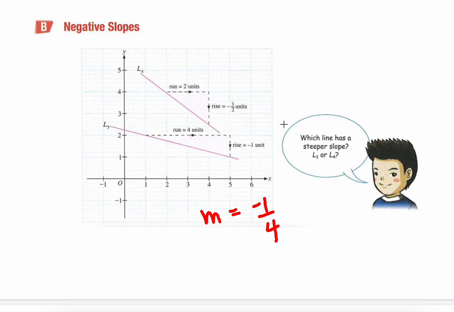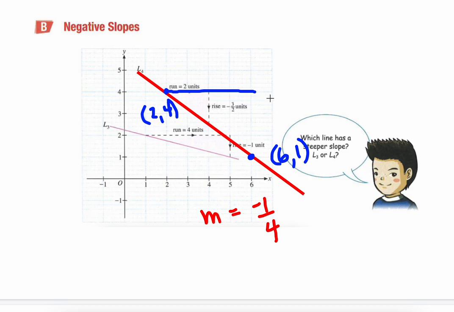If we look at the other line, this one was negative 1/4. Let's see, we need this line to be extended because I can't really see any nice numbers here. Let's extend this line to right there. Okay, and then I'm going to use different colors. I have a point right here that falls right on 2, 4, and then a point right here that falls right on 6, 1. I didn't like the numbers that the two points they had fell on. They weren't as clear. So we're going to make our own triangle here.